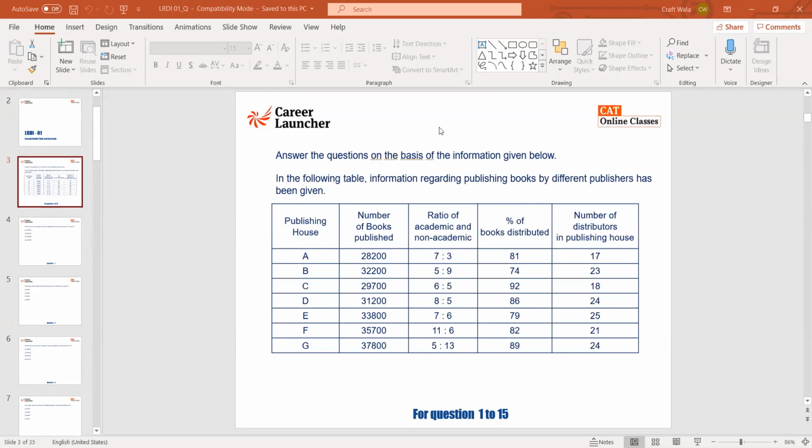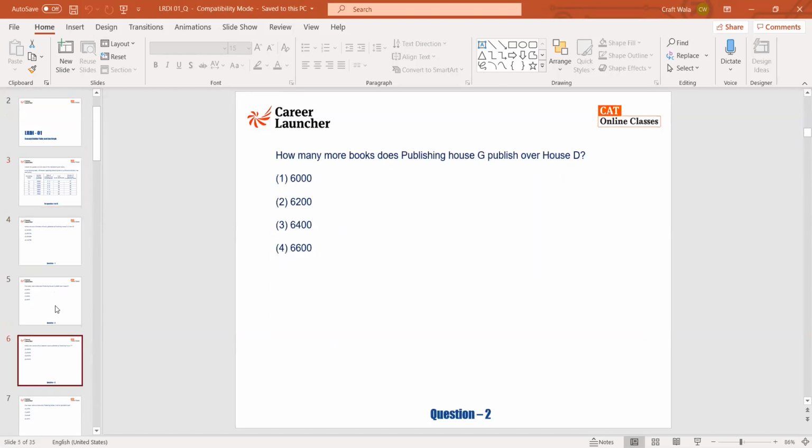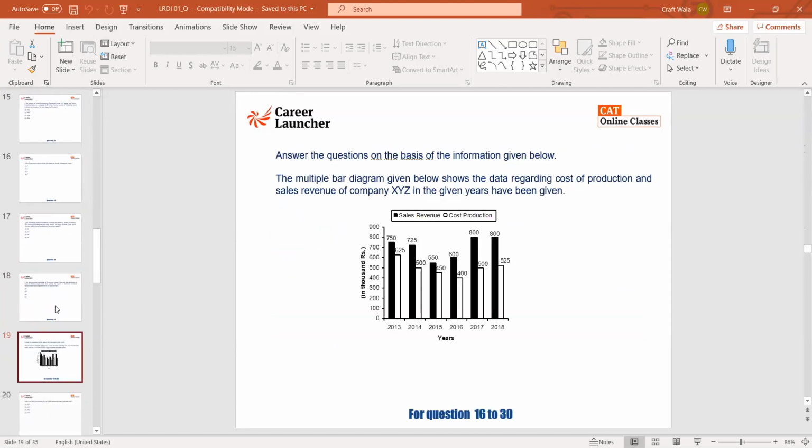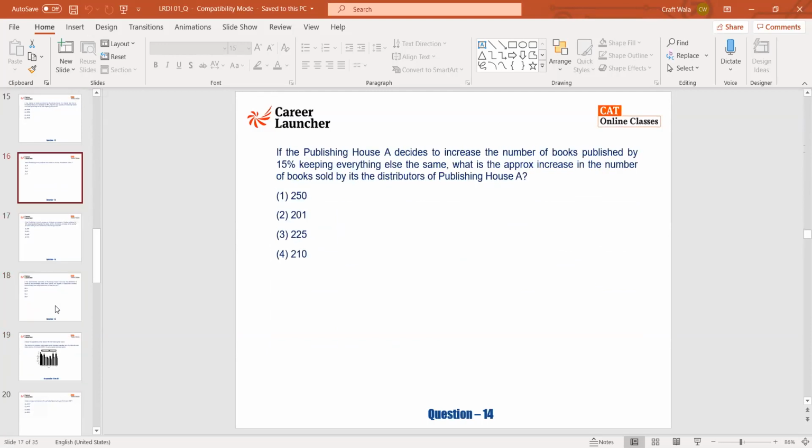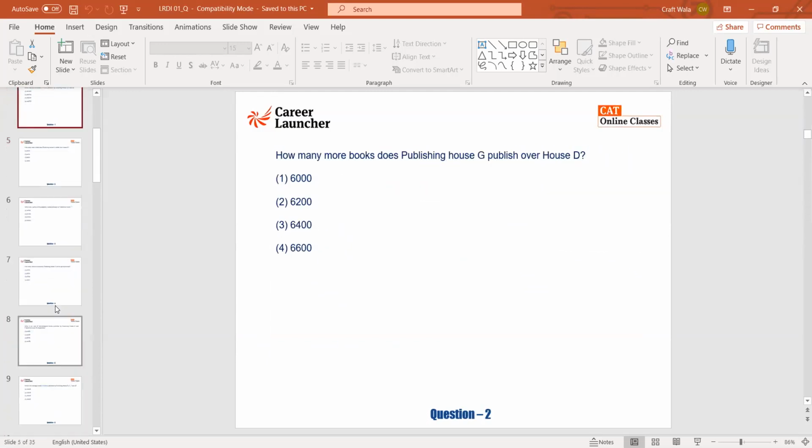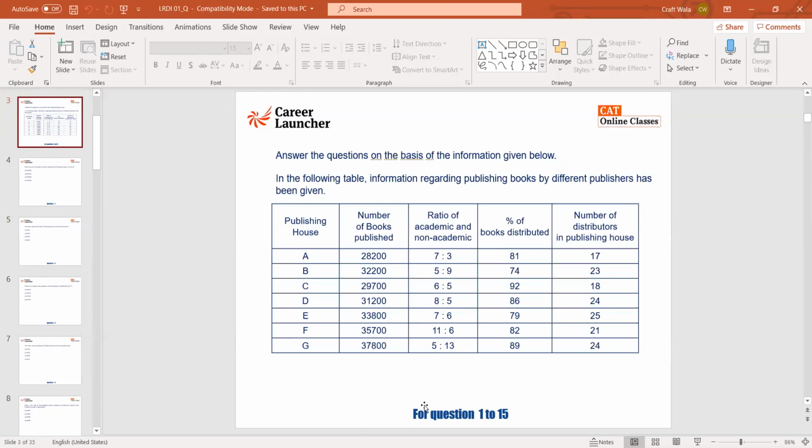Okay, let's see how to do this. Right. So this was asked for which publishing house? The question was referring to publishing house D. Okay. So what I'll assume is, let's say D is right now making only 100 books. Right? So if it is making 100 books, out of which 86 get distributed. So out of 100, 86 get distributed. 86 get distributed by how many distributors? 24.